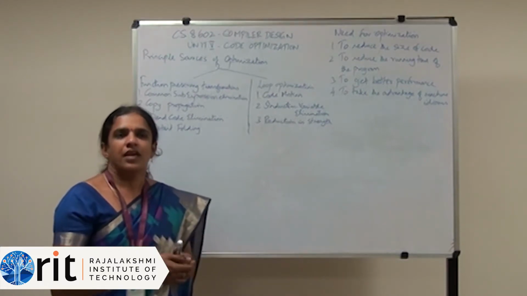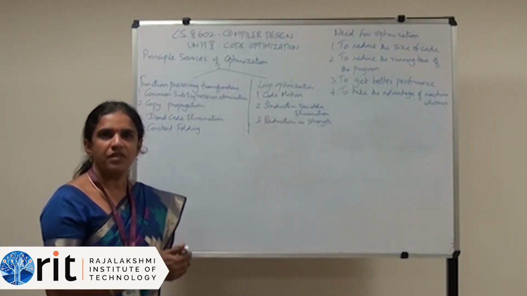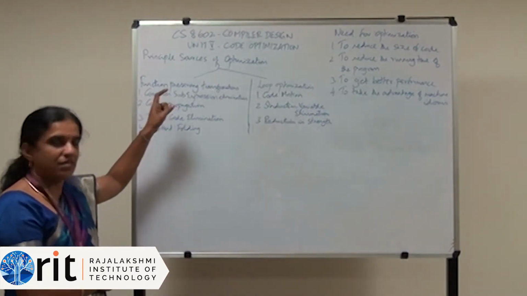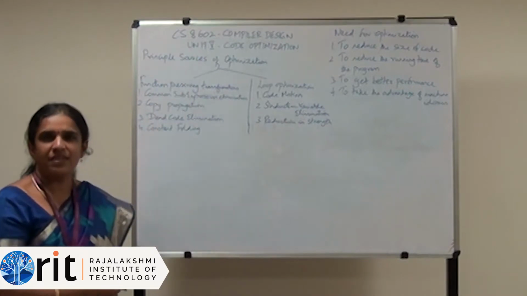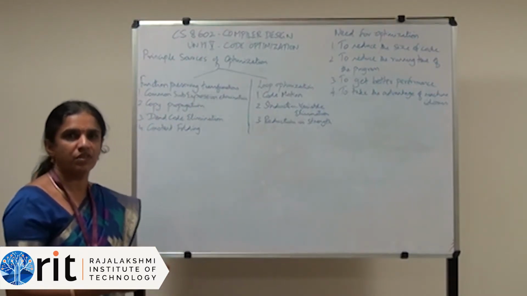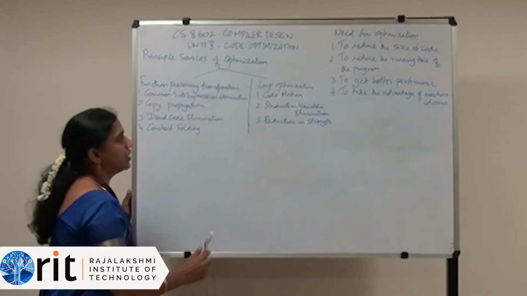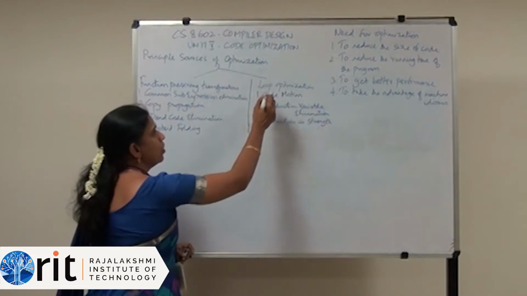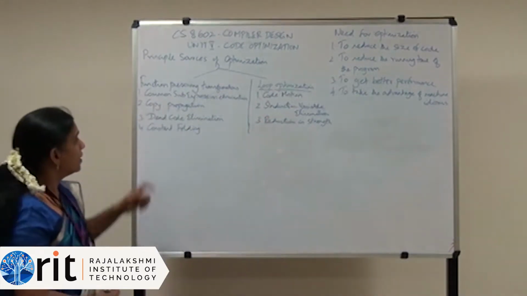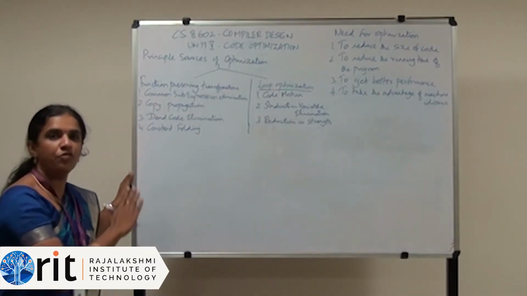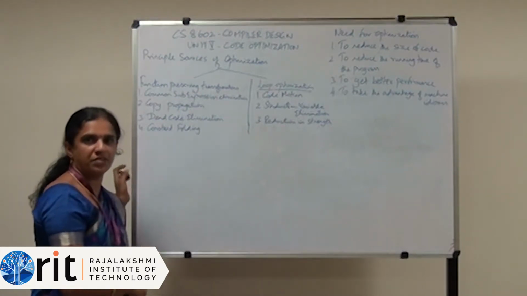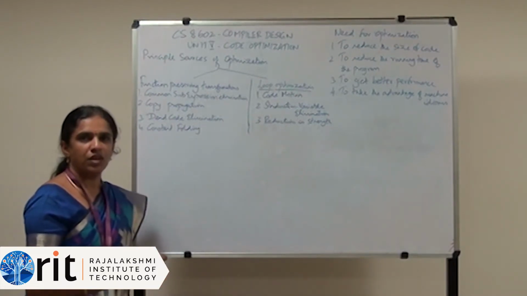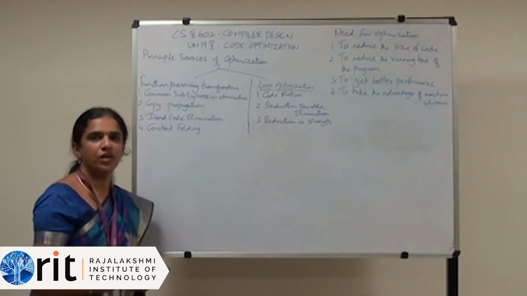Once the intermediate code is generated, we have to optimize the code, then only we have to generate the target code. So in this optimization, we have some basic techniques for optimization, that is broadly divided into 2 types. Number 1 is function preserving transformations. Number 2 is loop optimization. Under function preserving transformation, we have 4 techniques. Number 1, common sub-expression elimination. Number 2, copy propagation. Third one is dead code elimination. And the last one is constant folding technique.